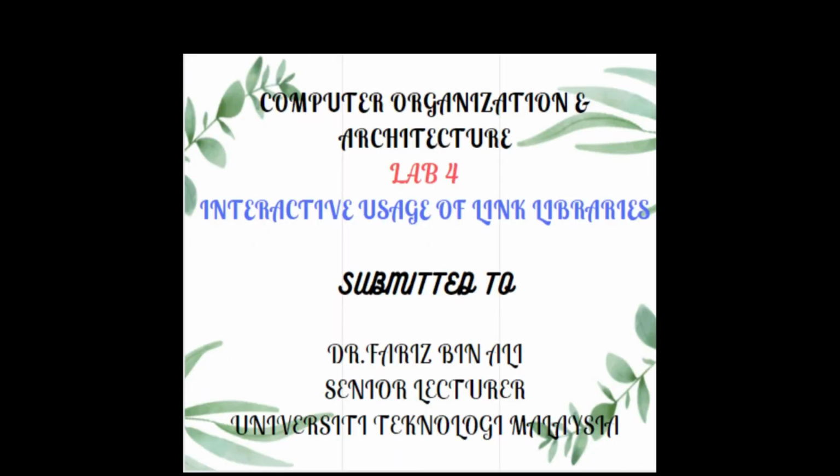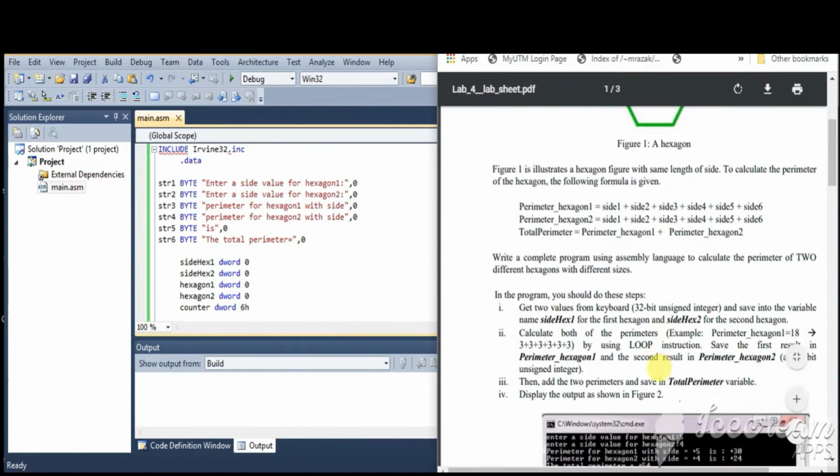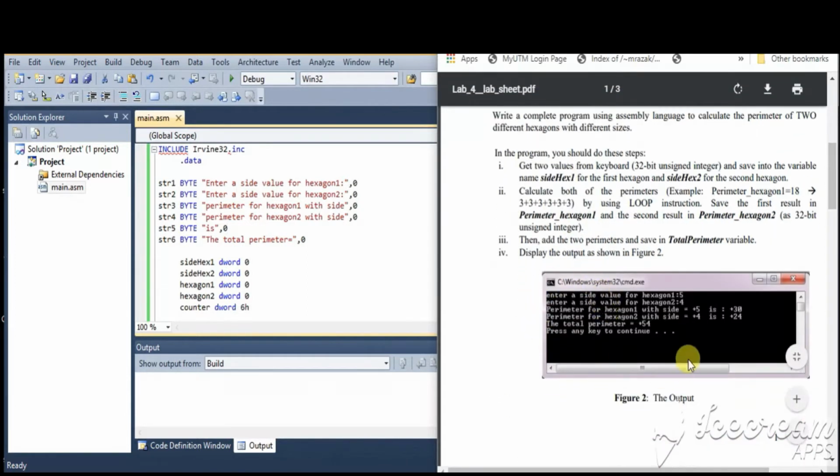Today I am continuing my academic session course, Computer Organization and Architecture, Lab 4: Interactive Using of Link Libraries. Let's see our lab. Problem 1: here we have a hexagon figure, and we need to calculate the perimeter of the hexagon. This is our formula, and this is the output we need to show.